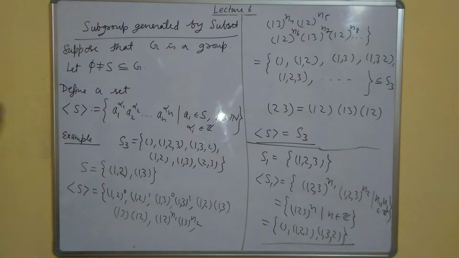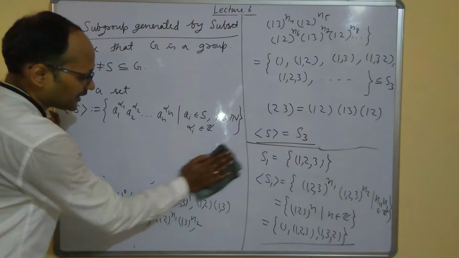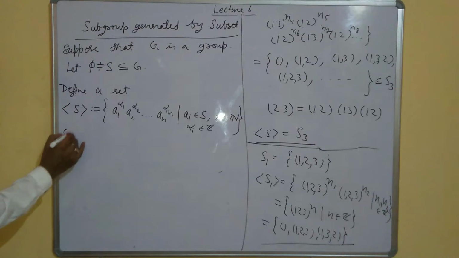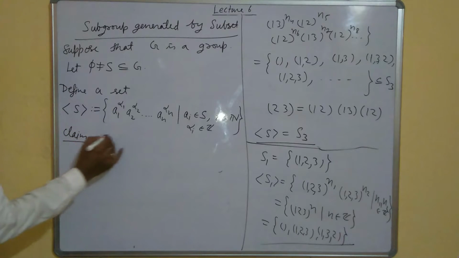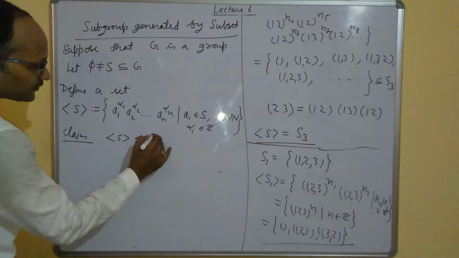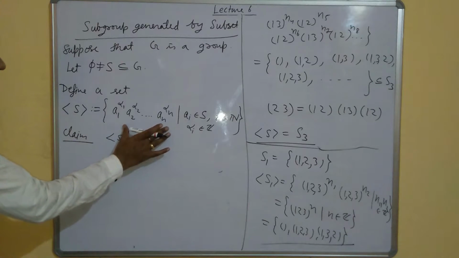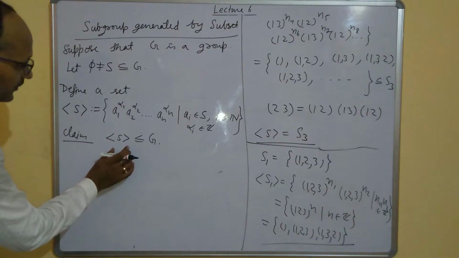Now we will show that this is a subgroup. We will show that this is a subgroup of the group G. So my claim is that this set is a subgroup of the group G. Okay. So for showing the subgroup, what we have to show is that it is non-empty first of all.